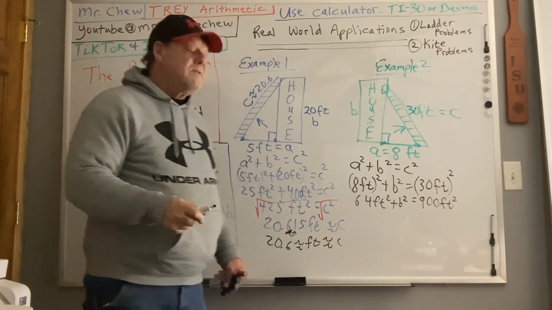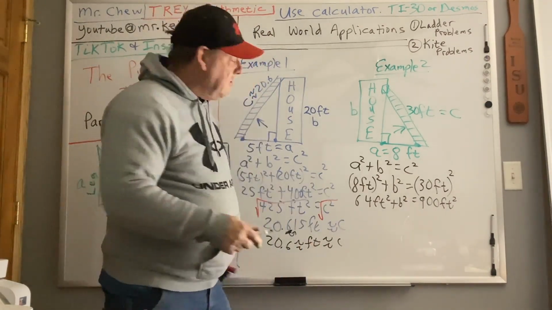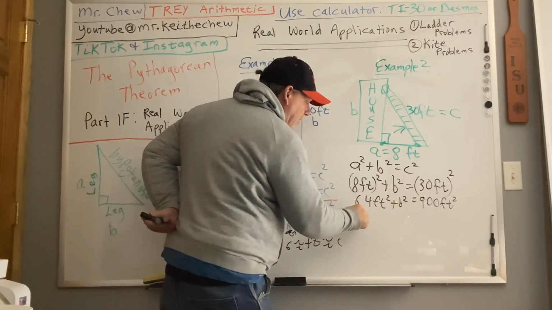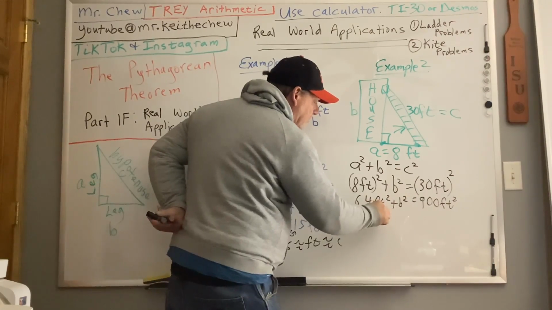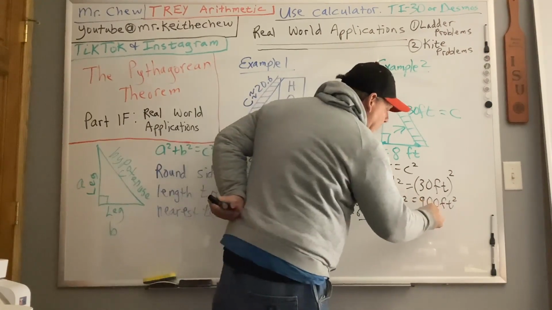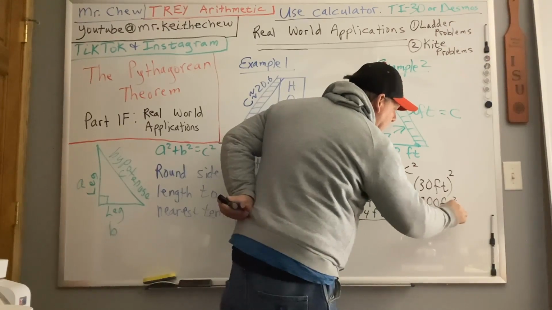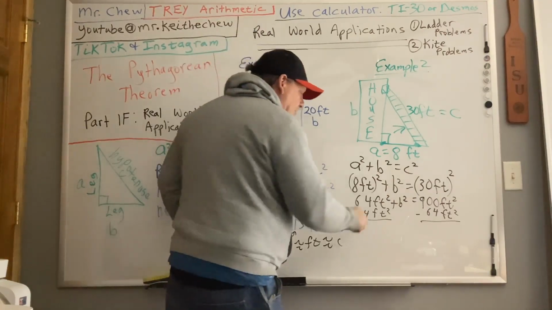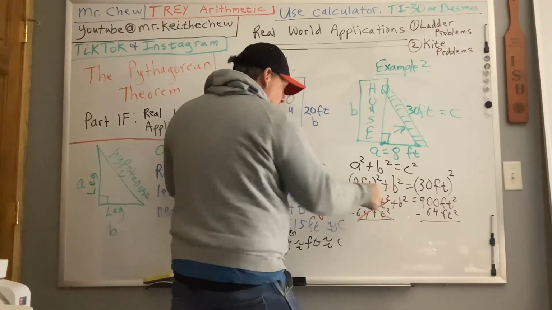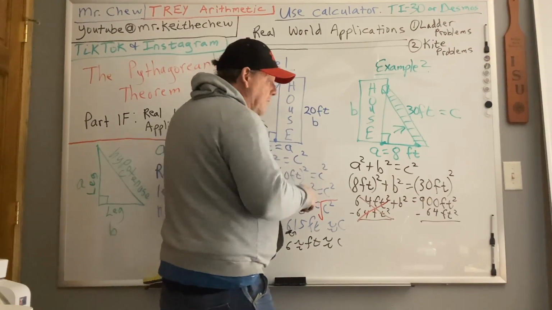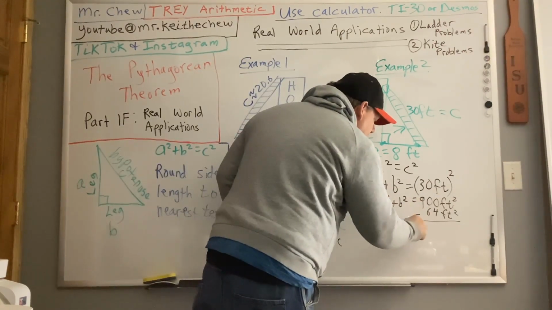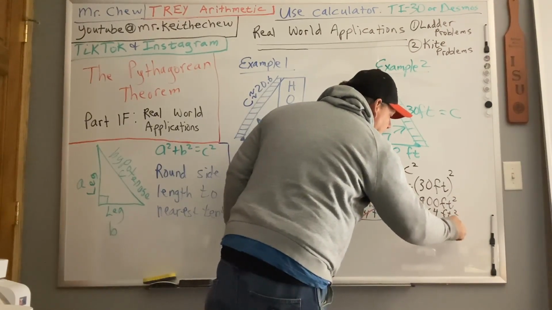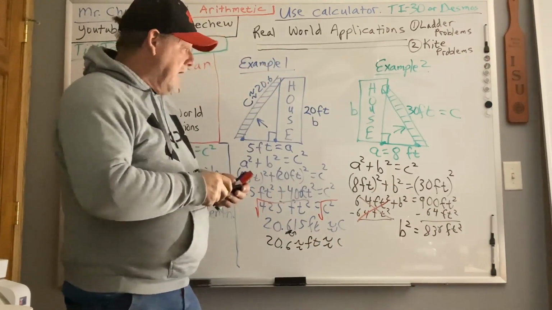I need to solve this, and the way you solve a two-step equation is to do inverses. So the inverse or opposite of plus 64 feet squared is subtract 64 feet squared. And I do it from both sides. I would always tell my middle school students to go ahead and cross this out. And 0 plus b squared is going to be b squared. And that's equal to 836 feet squared.